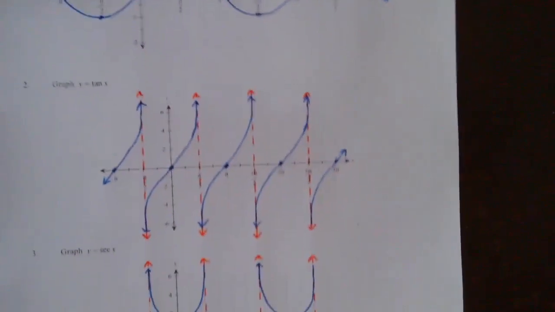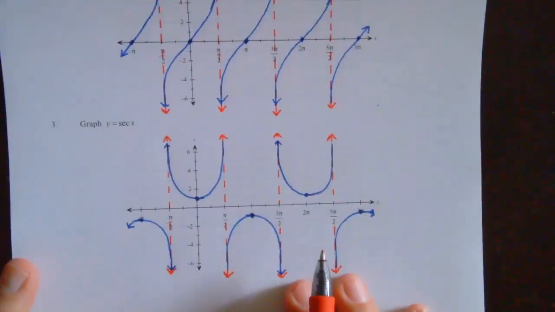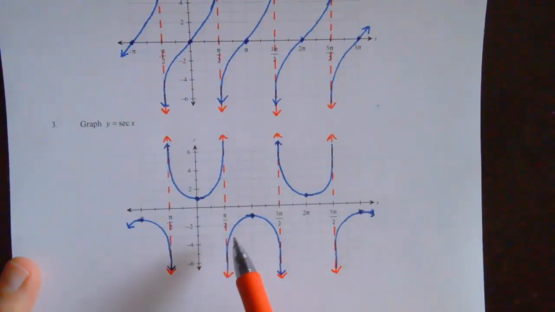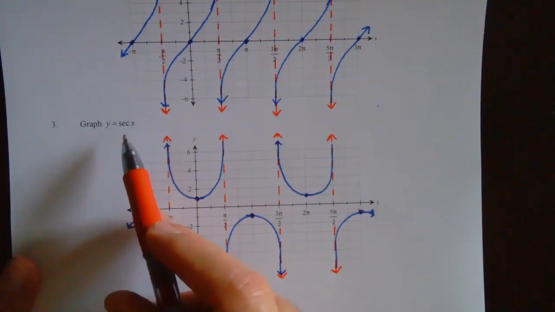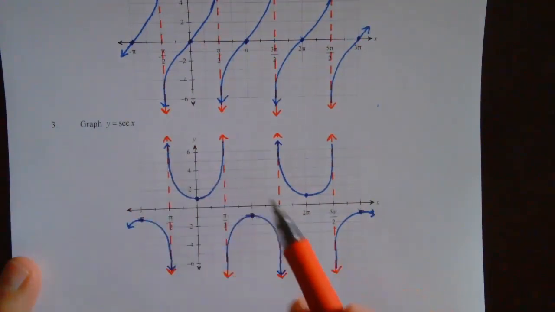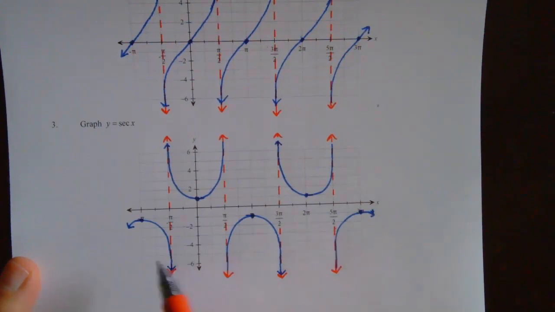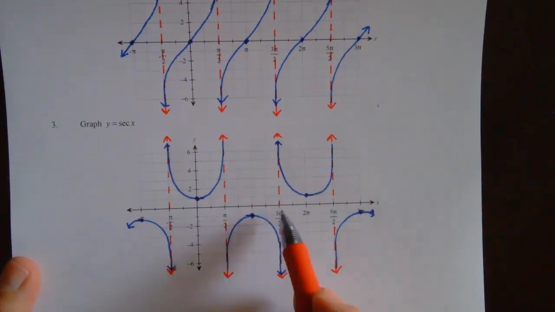Same type of rationale for the secant. At every odd pi over 2, because secant is the ratio of r over x, the reciprocal of cosine, wherever x is 0, you're going to have a vertical asymptote. And that's why we have vertical asymptotes here, here, here, at every odd pi over 2.